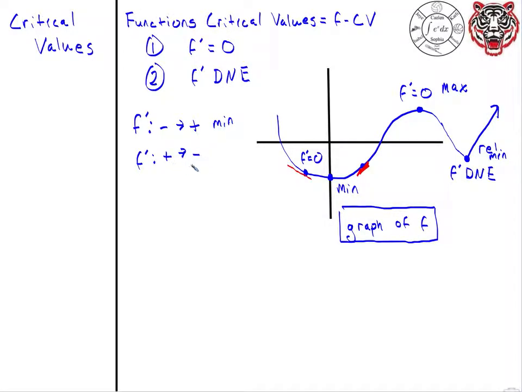And then if I go from a positive to a negative, that is the opposite, which is a max. And where do max and mins happen? At critical points. Yep, exactly. Max and min happen at CVs. We'll say F critical values, FCVs.